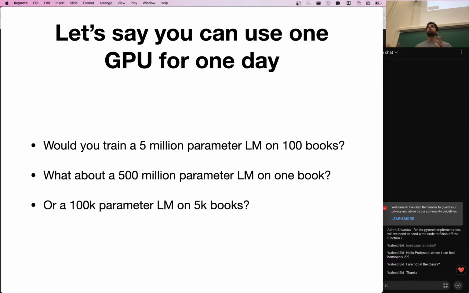Okay, so let's make it more concrete here. We might want to be asking these questions, like if you were able to use 1 GPU for 1 day, would you train a 5 million parameter language model on 100 books, or 500 million parameter language model on 1 book, or a tiny 100,000 parameter language model on 5,000 books, right? Which one is best?